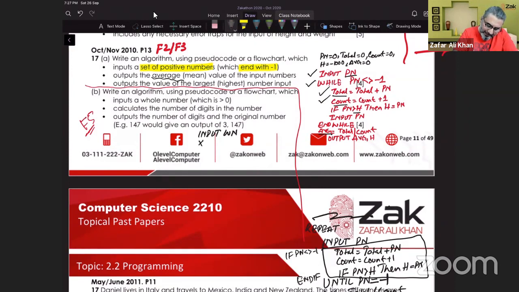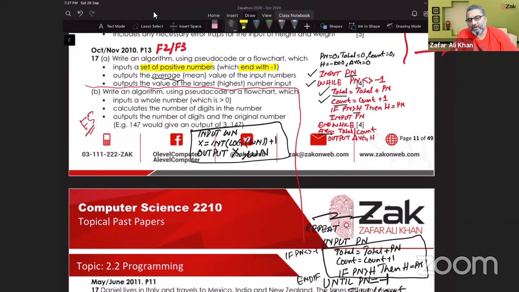So as I explained the other day, we will be using integer of log of whole number plus 1. So this will give you what? The number of digits. Output the number of digits and the original number. So output number of digits x and the original number, the whole number. So that's about it. 3 lines. You can do this with a condition based loop as well, but that is a waste of time for such a small number.